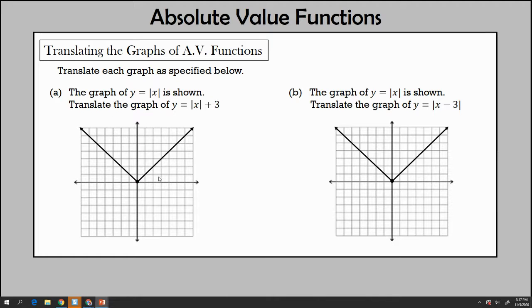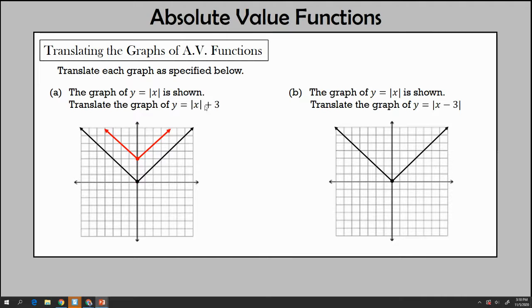Let's translate this parent function of the graph to the absolute value of X plus 3. So the +3 is the K. Remember I said the K is the number added outside. The number added outside is going to move our graph up and down. So since it's +3, every one of the points along this graph is going to get moved up 3 units.